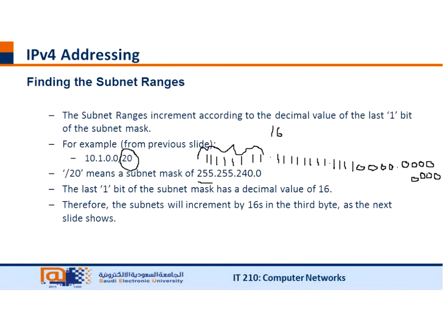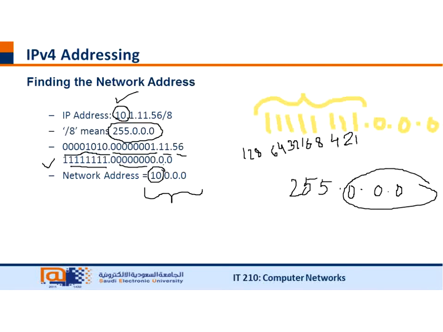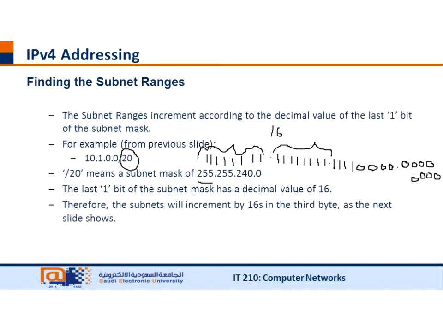When you convert these ones into decimal, you will get 255, because all 8 bits are 1s. I have told you how to convert it. We have 1, 2, 4, 8, 16, 32, 64 and 128. Add them up: 128 plus 64 plus 32 plus 16 plus 8 plus 4 plus 2 plus 1. You will get 255. Here also you will get 255 because we have all 8 ones. Next, convert this into decimal, you will get 240, and the last is 0.